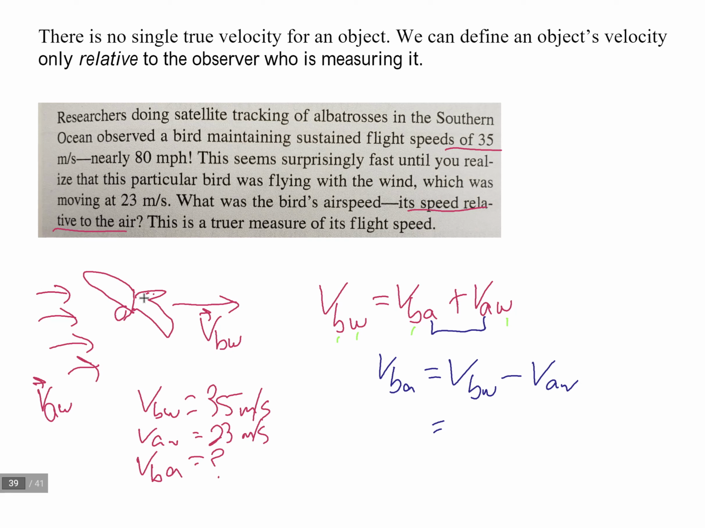And now I can just substitute those things in. I have V sub BW is 35 meters per second minus V sub AW is 23 meters per second. So that means the velocity of the bird relative to the air, which is what we're looking for, is equal to just 12 meters per second. So in reality, the bird relative to the air was only flying at 12 meters per second, but because the tailwind was so strong, it was actually able to move relative to the ground at nearly 80 miles per hour. So that's what a tailwind will do for you.